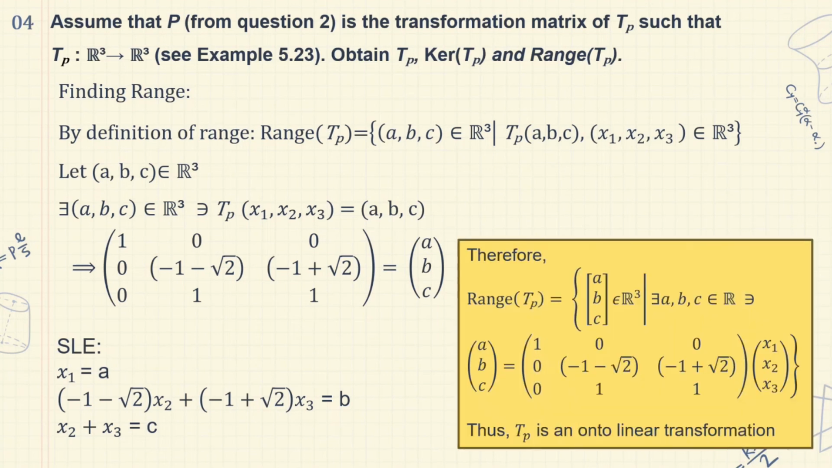As there are no relationship constraints between these equations, we can say that the range of the linear transformation T_P, which is defined by the matrix P, is the set of all vectors in Euclidean space that can be obtained by multiplying the matrix P with any vector in Euclidean space. Thus, we can conclude that T_P is an onto linear transformation.